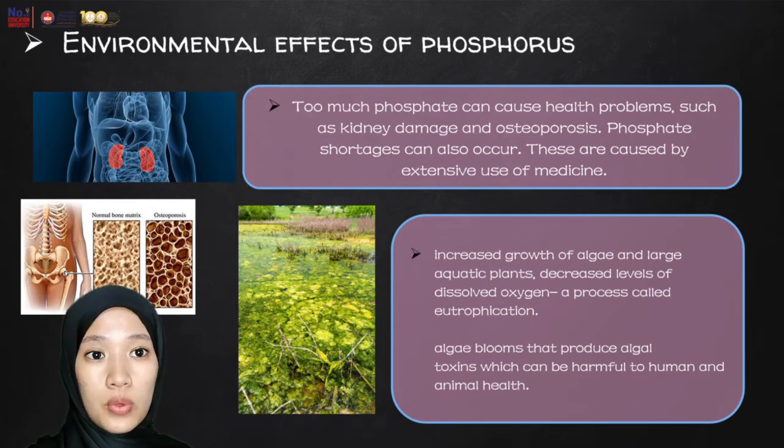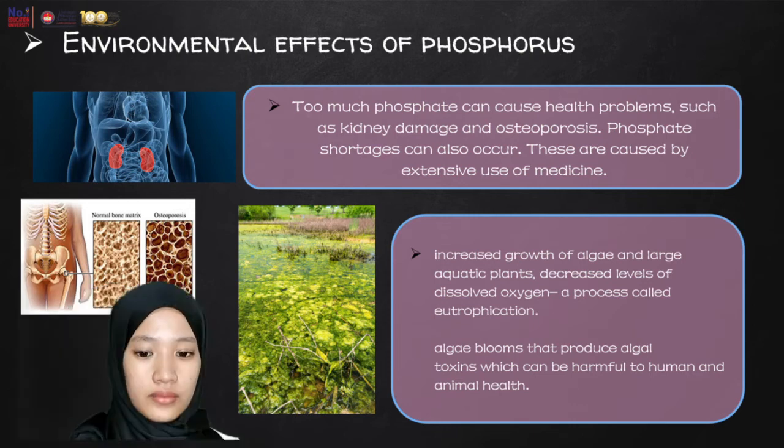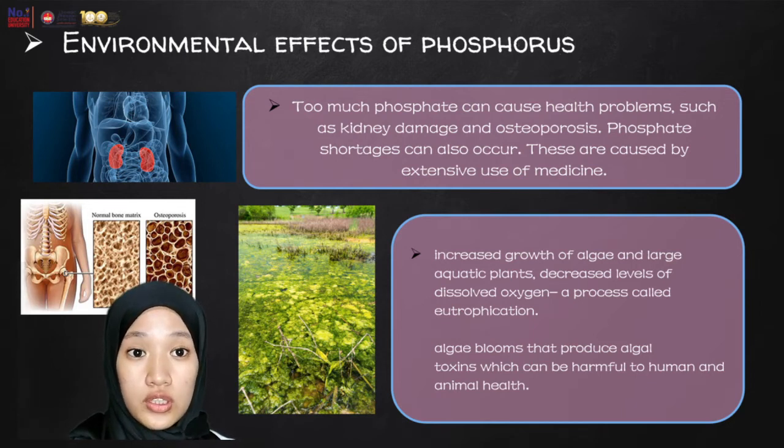High levels of phosphorus can also lead to algae blooms that produce algal toxins, which can be harmful to human and animal health. Too much phosphate can cause health problems such as kidney damage and osteoporosis. Phosphate shortage can also occur. These are caused by extensive use of medicine.